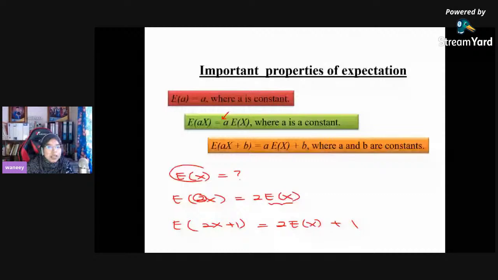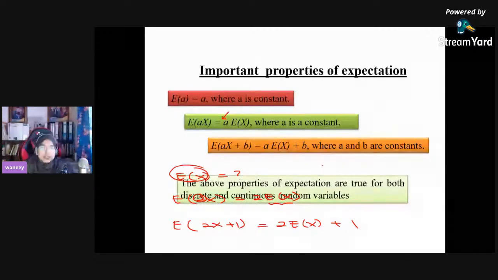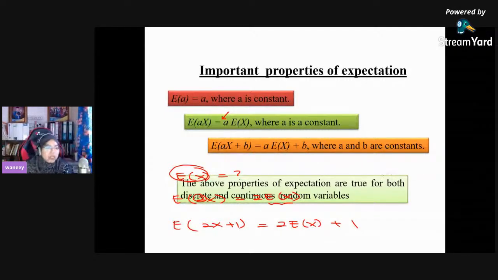So it's a bit shorter. Usually the questions are chained. Usually they ask for expectation of x first, then ask for 2x plus 1. For chained questions, if we calculate one by one it becomes long. That's why we use the properties, to be faster. Okay, next. The above properties of expectation are true for both discrete and continuous random variables. Like I mentioned before, you can use them for both.